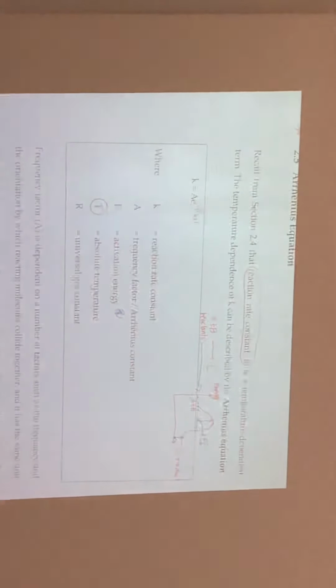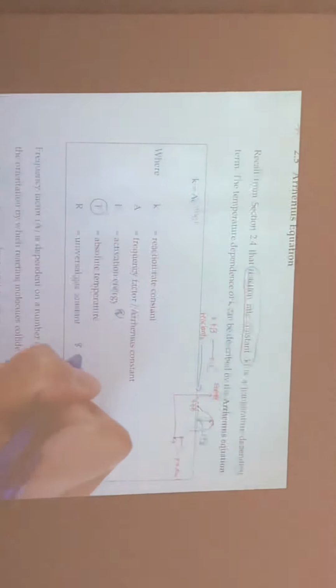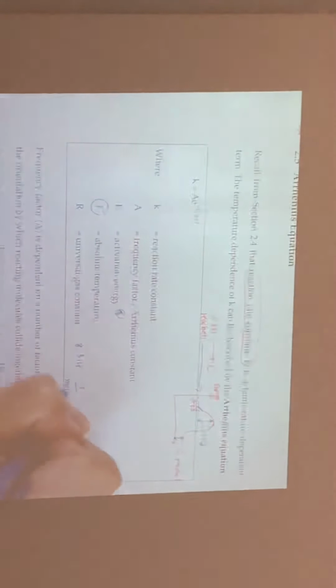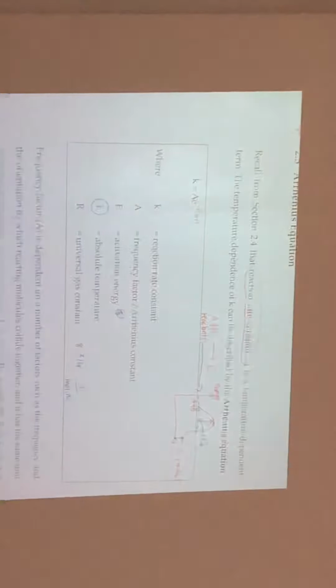Another important factor is R. R is the universal gas constant. The number is 8.314 joule per mole per Kelvin. This is constant, so it is fixed across all temperatures.